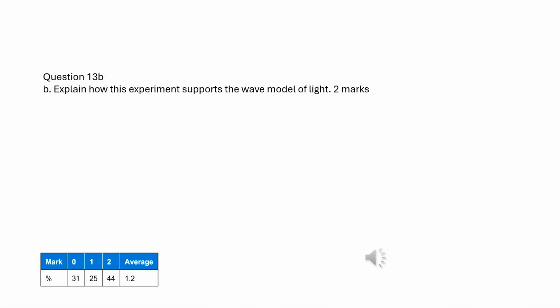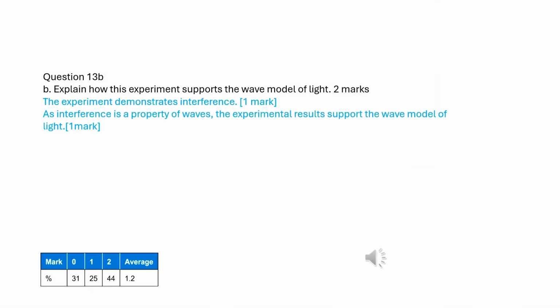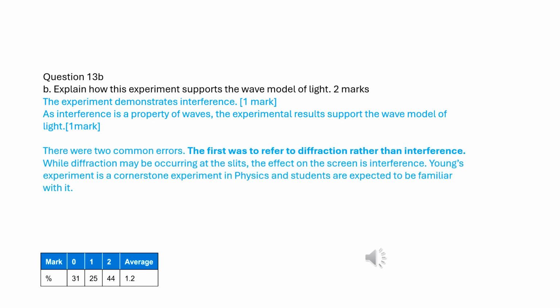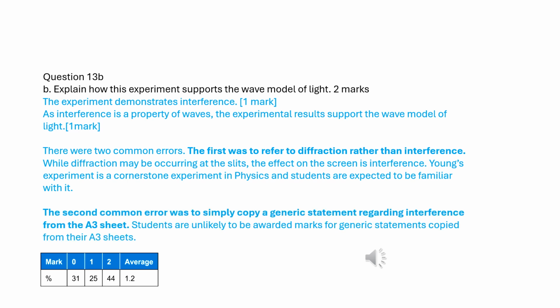The experiment demonstrates interference. As interference is a property of waves, the experimental results support the wave model of light. There were two common errors. The first was to refer to diffraction rather than interference. The second common error was simply copying a generic statement regarding interference from the sheet.